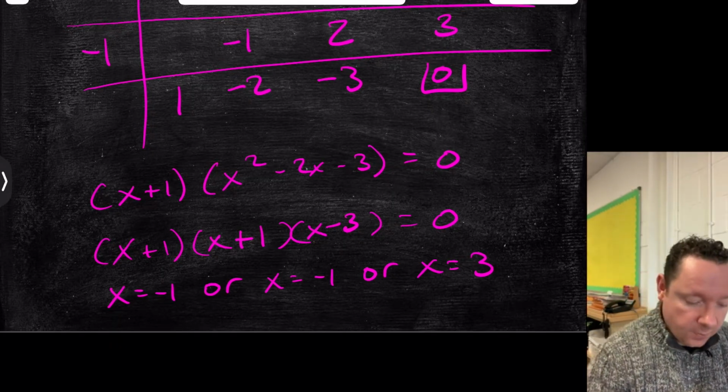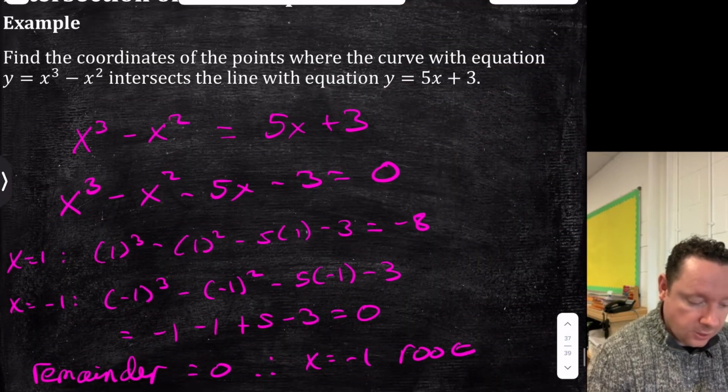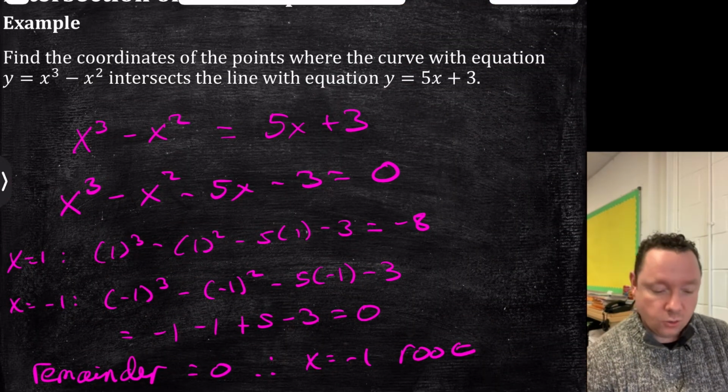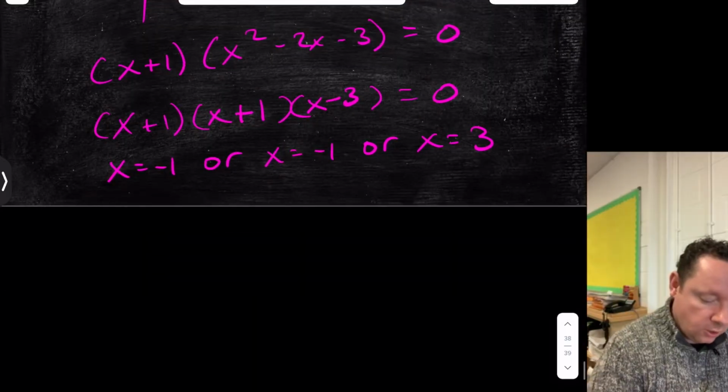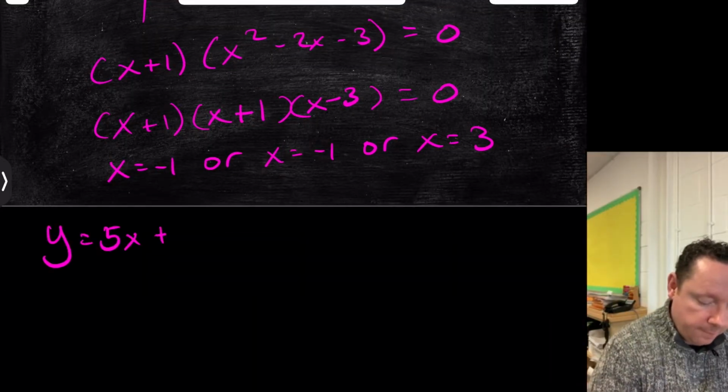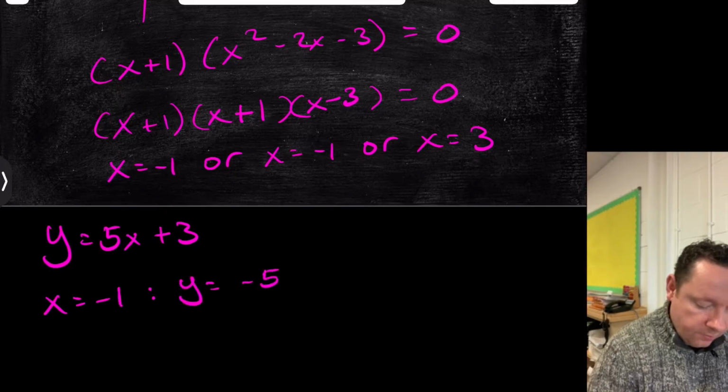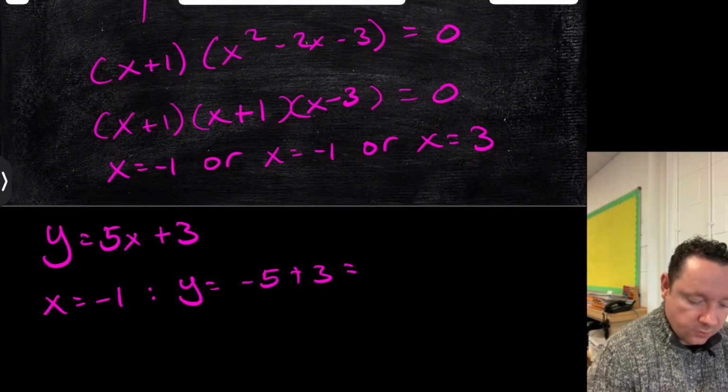And now we just need to find the points. So remember, y is equal to x cubed minus x squared, or 5x plus 3. Use one of those equations. So I'll just use y equals 5x plus 3. So when x equals minus 1, y equals minus 5 plus 3. Minus 5 plus 3 is minus 2. So our point is minus 1, minus 2.